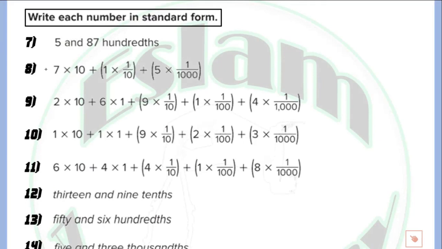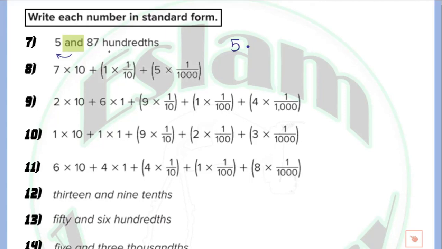In this problem, we need to write the number in standard form. What is the meaning of standard form? Standard form is the form where we use digits to write the number. So for question number 7, we have 5 and 87 over 100. It means we have a decimal number. Once we have a decimal, just put the decimal point. The number before it represents the whole number, so we just write the whole number before the decimal point without any change.